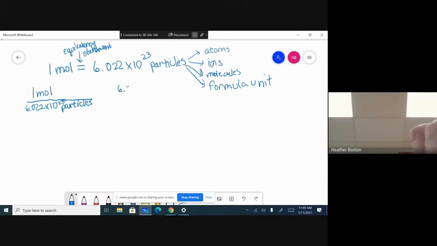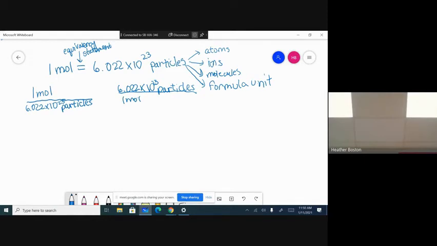My other conversion factor is 6.022 times 10 to the 23rd particles on the top in 1 mole. Which conversion factor you use depends on which units you need to cancel out.